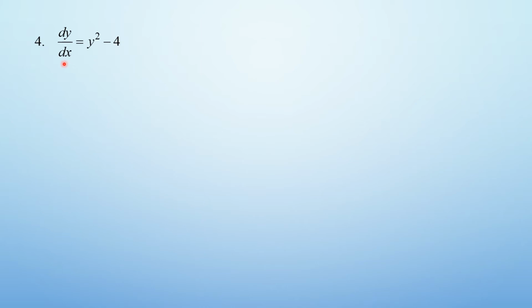Number 4, dy dx equals y squared minus 4. Notice that the right side of the equation involves a product of a function in y, which is y squared minus 4, with a function in x, which is 1. Okay, so y squared minus 4 times 1. Now shift y squared minus 4 to the left side and shift dx to the right. We get as follows: dy divided by y squared minus 4 equals to dx.